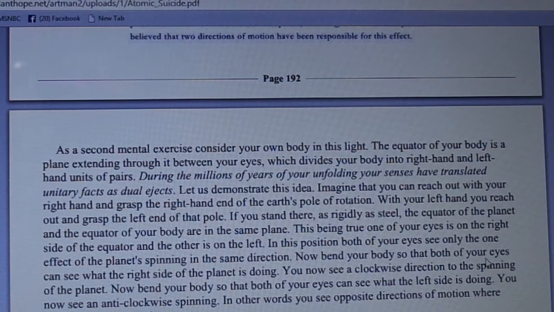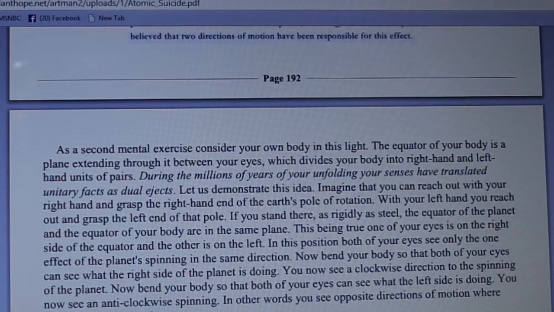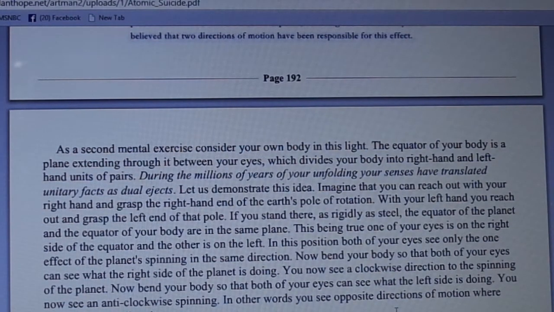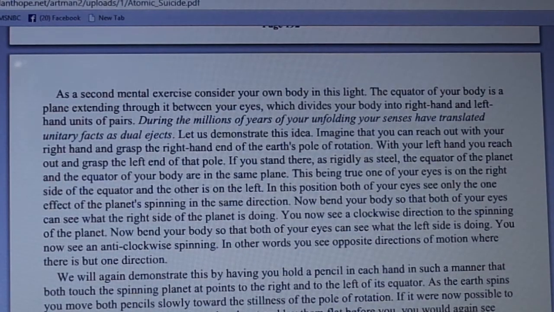Now bend your body so that both of your eyes can see what the right side of the planet is doing. You now see a clockwise direction to the spinning of the planet. Now bend your body so that both of your eyes can see what the left side is doing. You now see anti-clockwise spinning. In other words, you see opposite directions of motion where there is but one direction.